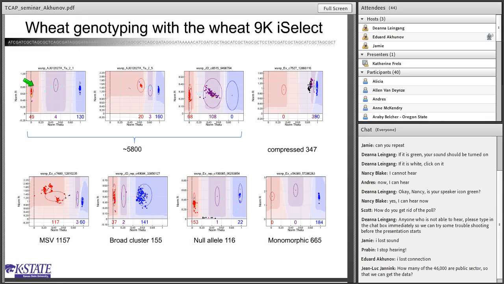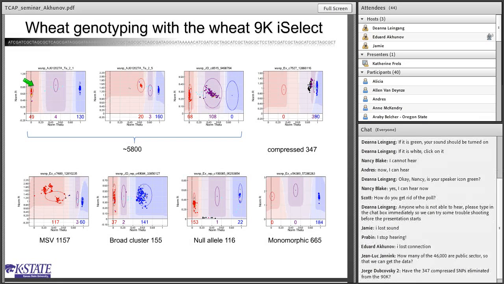Okay, I see a question from Jean-Luc. I'll probably just return back. Among the 46,000, I think probably about 40 to 50% are coming from the public sector, and the rest of the accessions will be coming from the private companies.